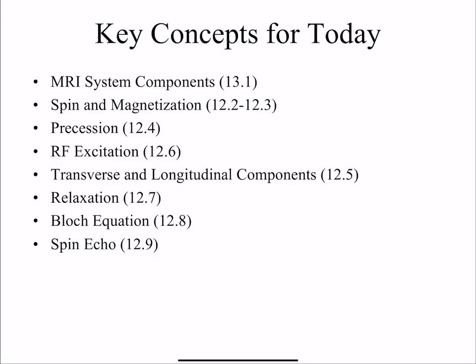All right. We have a lot to go over today. In fact, with MRI there's a lot of material in general. Today we're going to go over these different components. It pretty much follows along with the book, except we're going to talk about chapter 13 first. I'll give you an overview of what the MRI system looks like, and then we'll start talking about things like spin, precession, RF excitation, relaxation, the Bloch equation, and hopefully we'll get to the spin echo. If not, we'll pick it up on Wednesday.